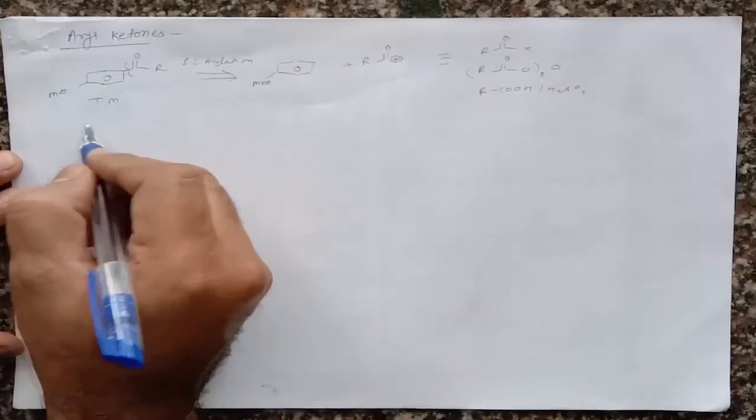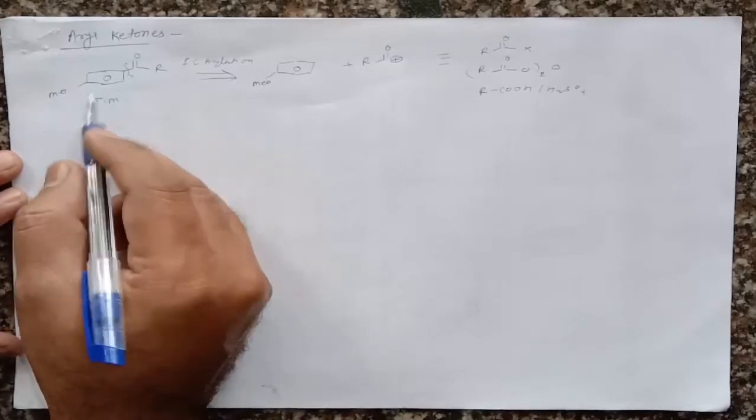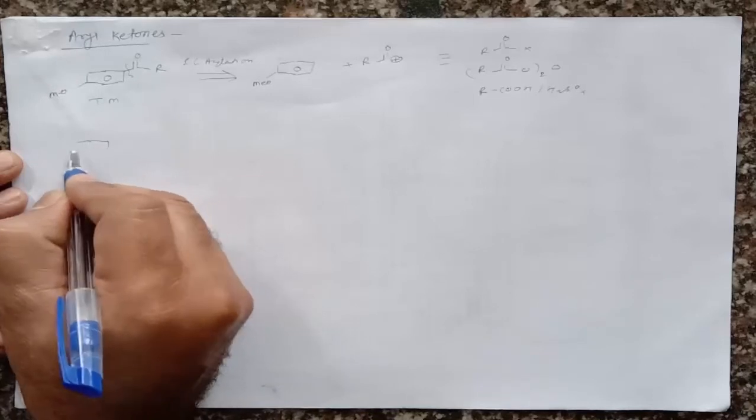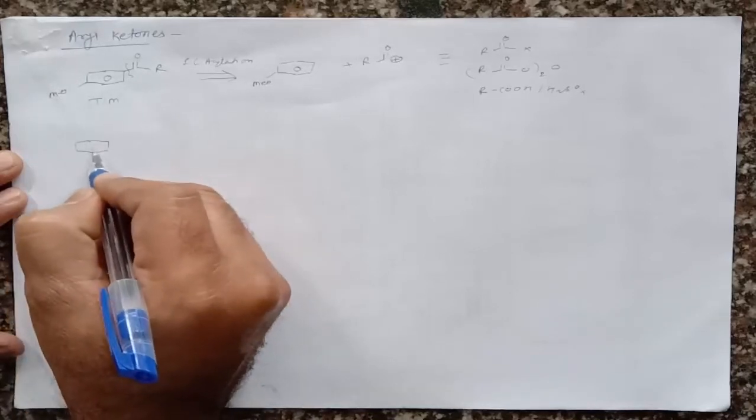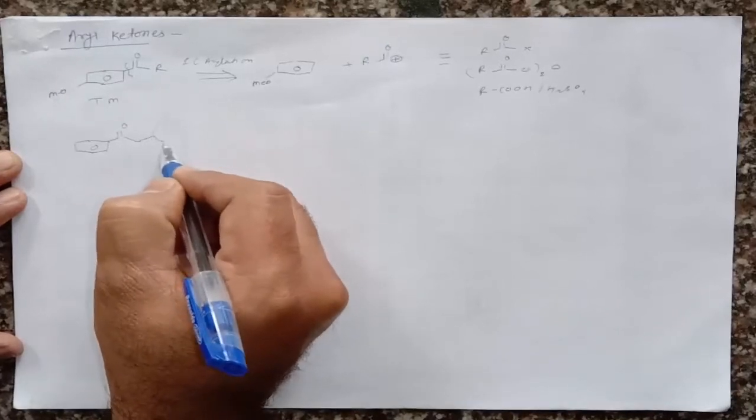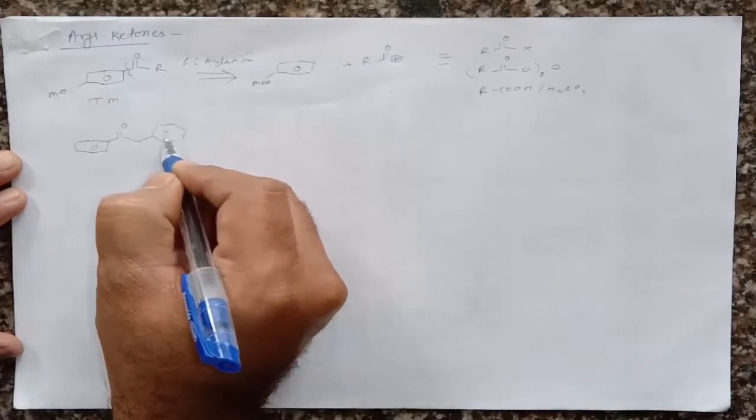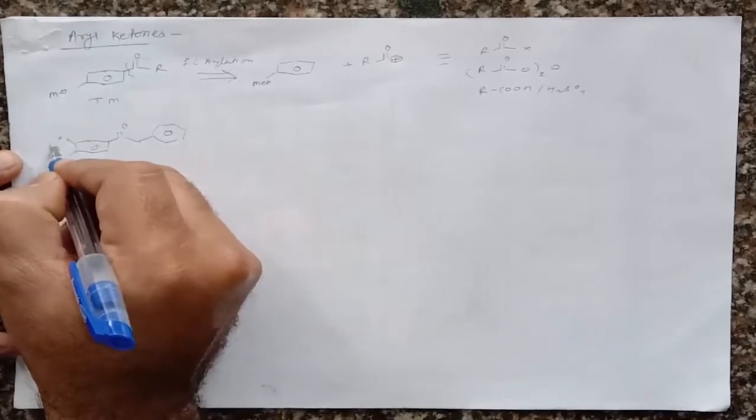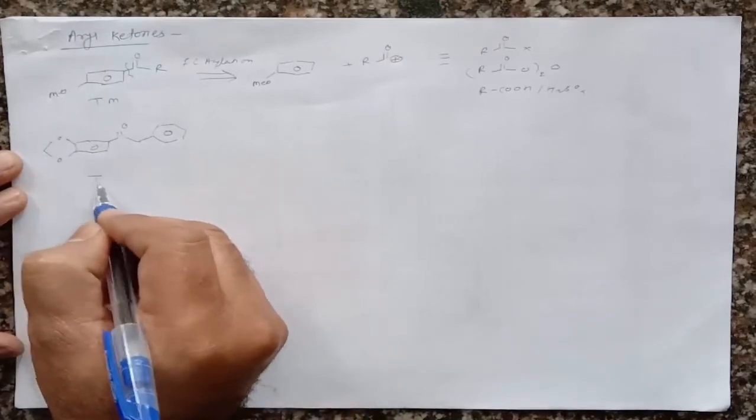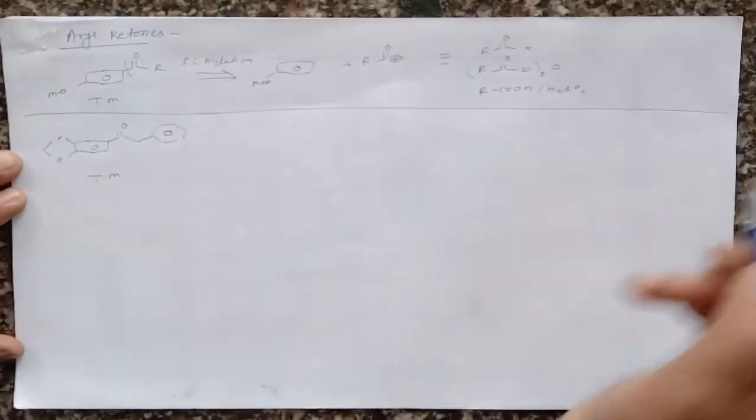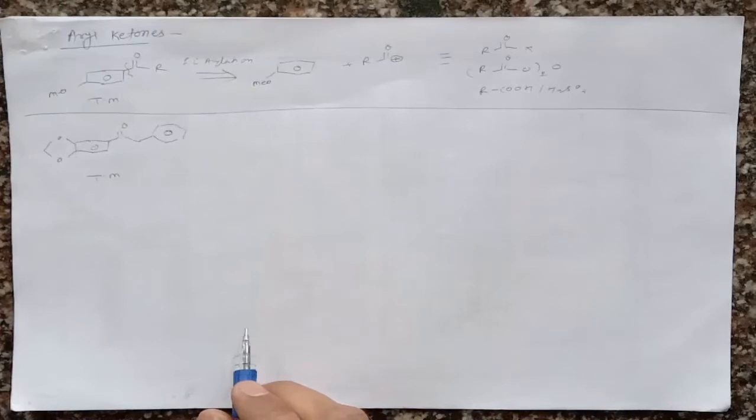So let us take a simple target molecule which contains an aryl ketone as a functional group. Suppose the target molecule will be like this. It contains a benzene ring as well as a ketonic functional group, and then another benzene ring with a substitution like this. So this is a target molecule, and we have to synthesize it using retrosynthetic analysis.